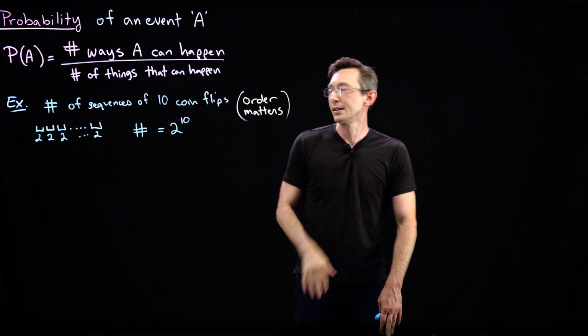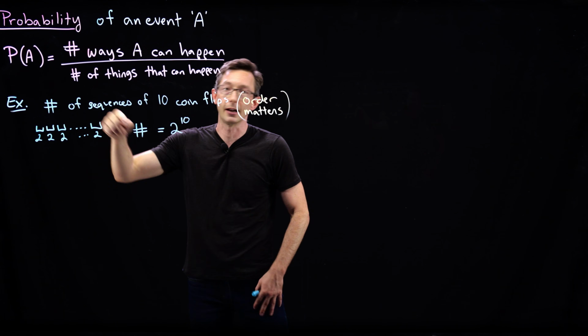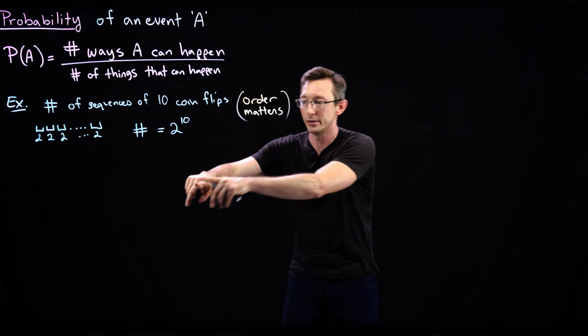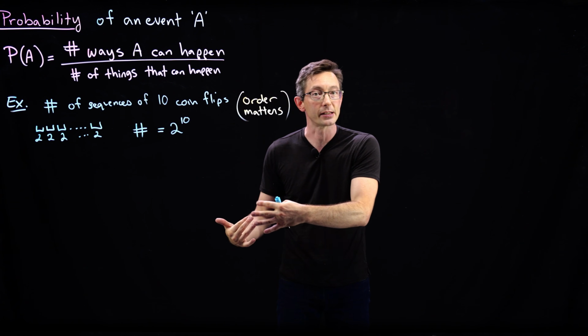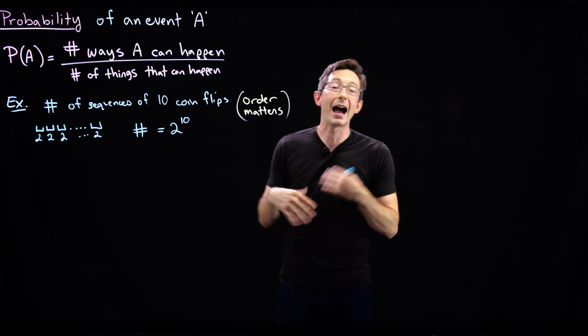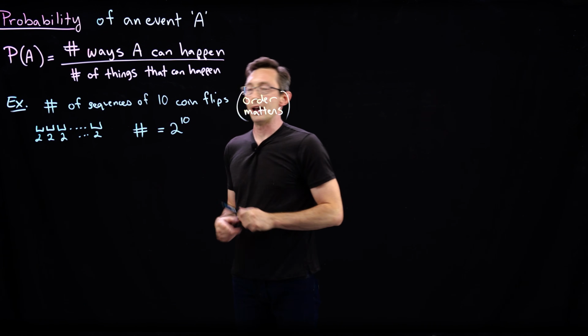The number of things: I could have heads or tails, and heads or tails, and heads or tails, and so on. And you can very quickly make a little tree of the first one, the second one, the third one, and convince yourself that this exponentiates. It's 2 to the power 10 is the total number. So this is when order matters.